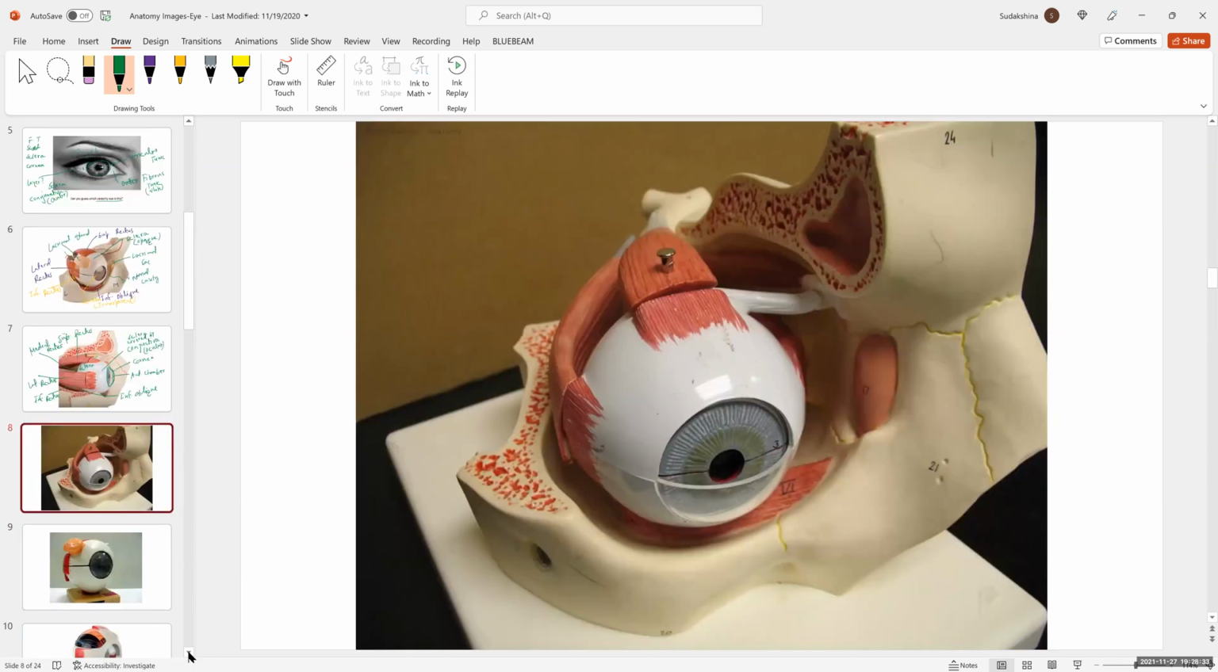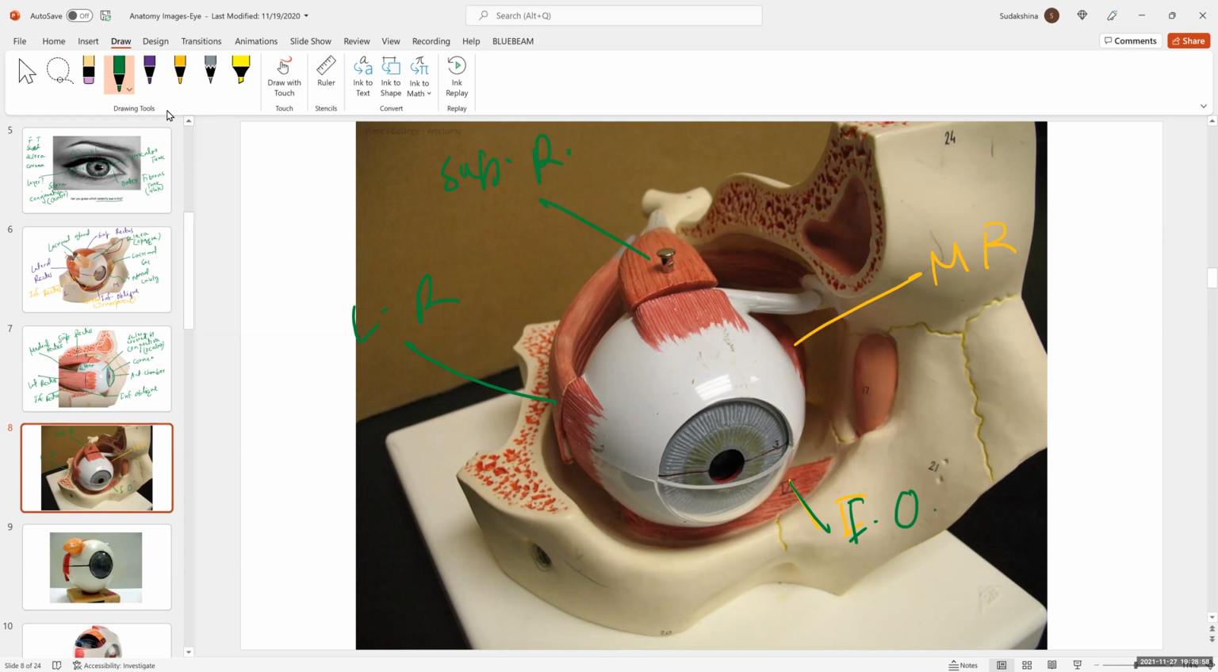Okay, moving on to the next. What can we see here? Same thing. We see superior rectus, lateral rectus, medial rectus, inferior oblique.